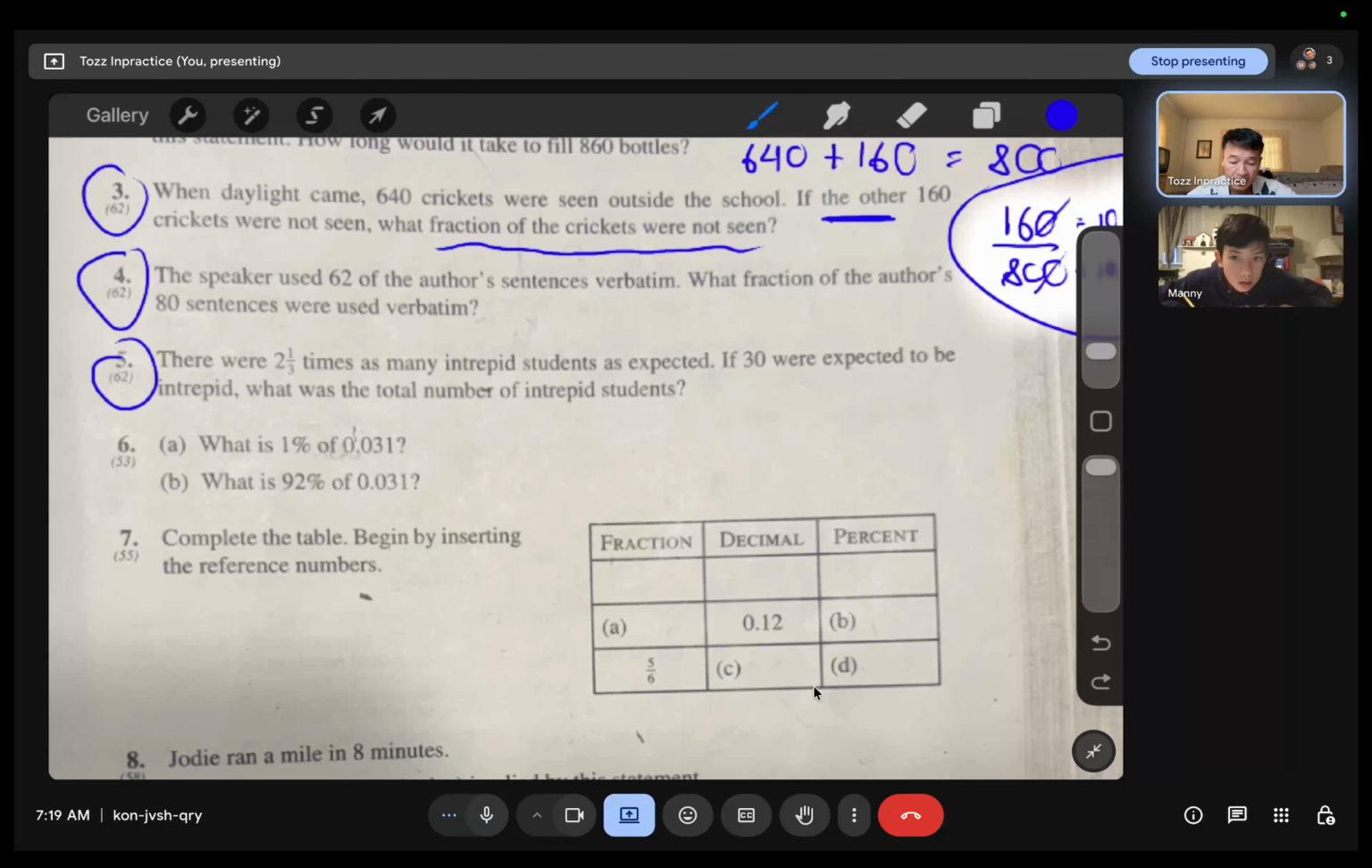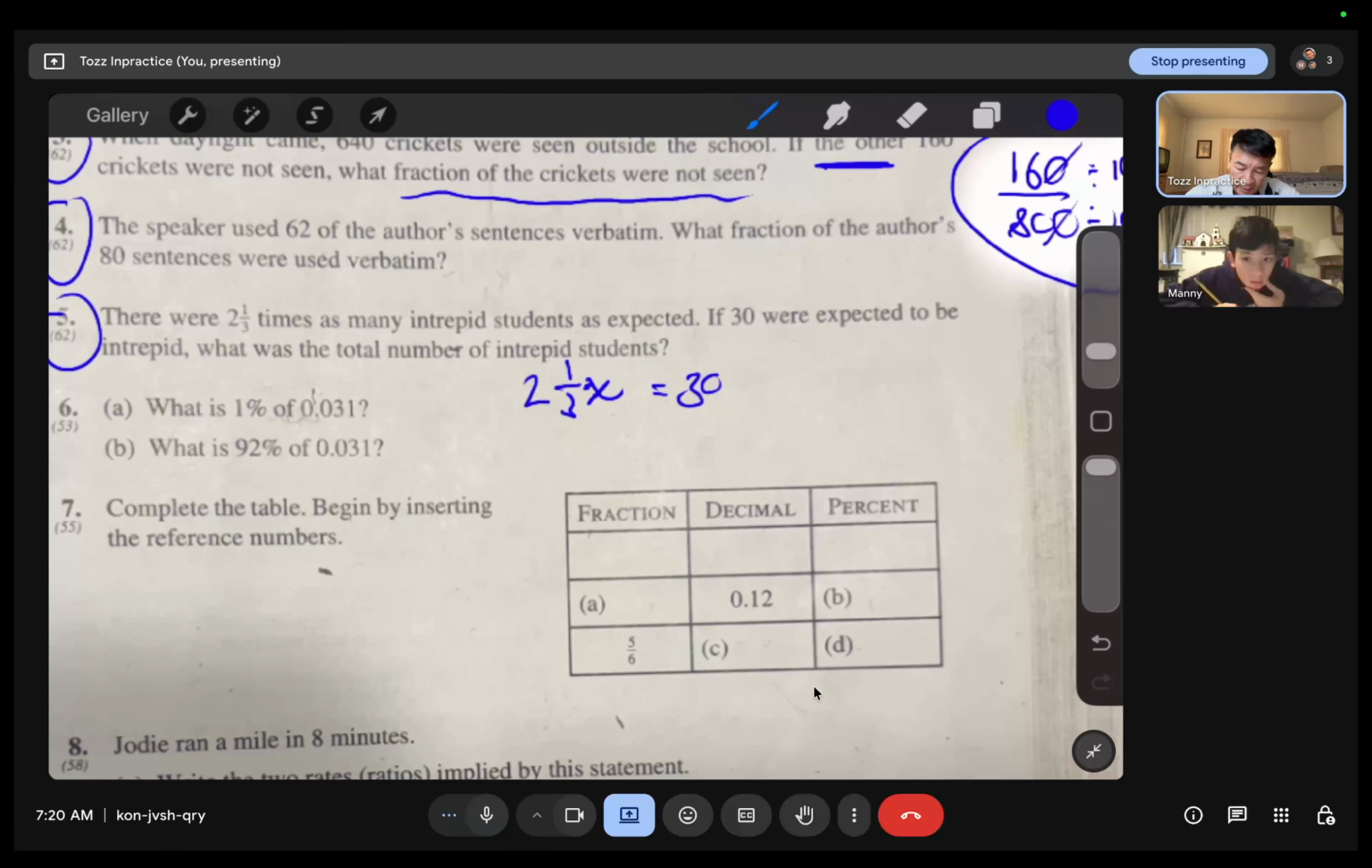2 and 1/3 times as many intrepid. 2 and 1/3 times variable x. 2 and 1/3 times x equals 30. Okay, let me see. Looks right to me. We'll deal with the improper fraction conversion. This is variable x. I know it looks confusing. See, now you understand what I was saying about the variable. Equals 30. Okay, let me think. Yeah, it looks right to me.